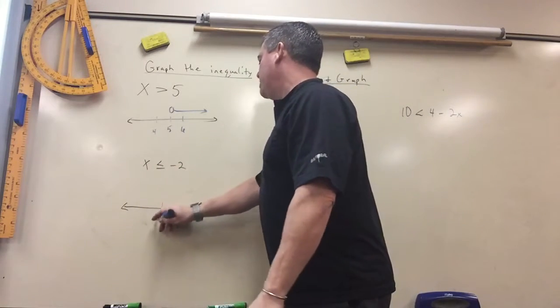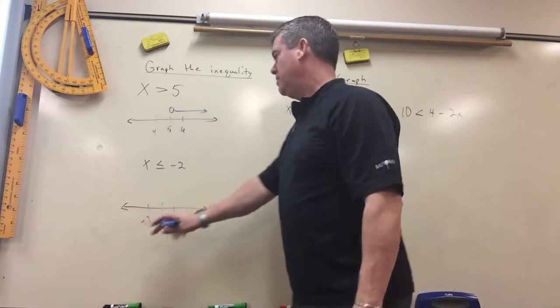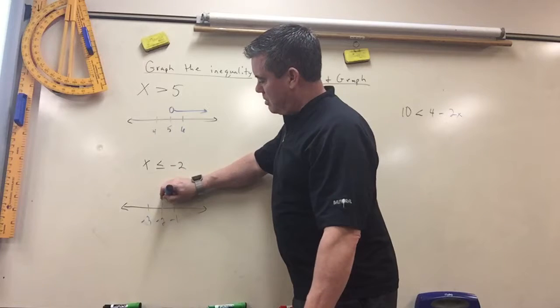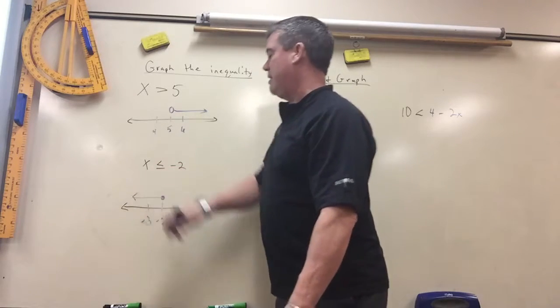X is less than or equal to negative 2. Remember, with your negative numbers, you got to put those backwards. So that would be a filled in circle. And x is less than, so that's everything to the left.